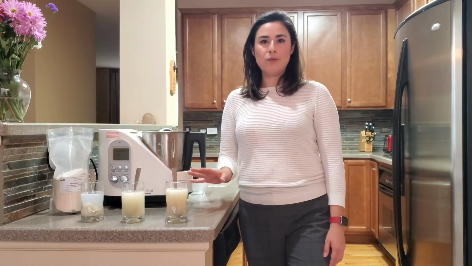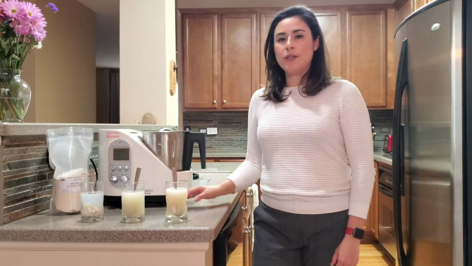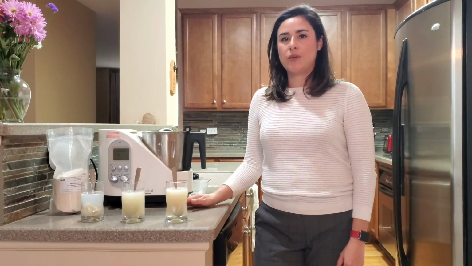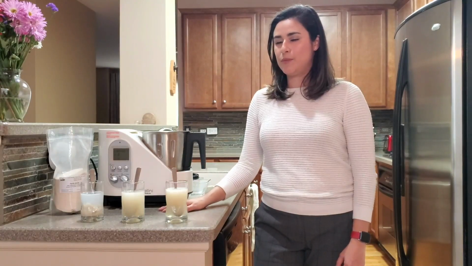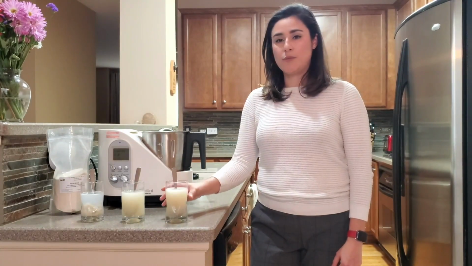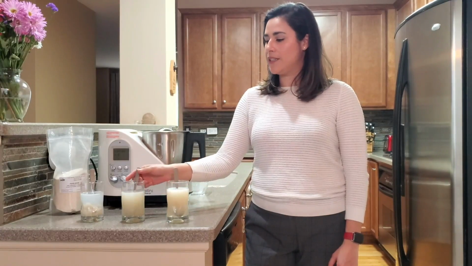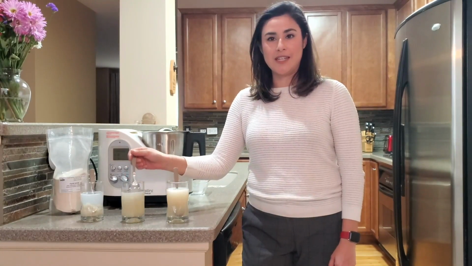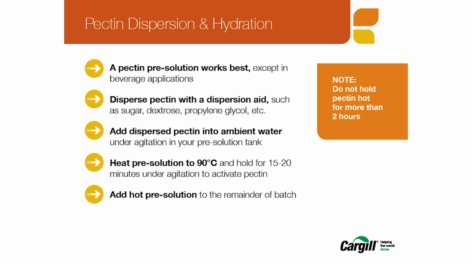So let's review what we did here. The only exception, or the only application where we don't necessarily need to do this pectin pre-solution, are beverages. Since, as I said, we want to form a gel, and in beverages, we mainly want to have that viscosity and mouthfeel. So the recommendation is to disperse the pectin with a dispersion aid, like sugar or dextrose. We can also use fats or oils or syrups, depending on what we have available in our formula.